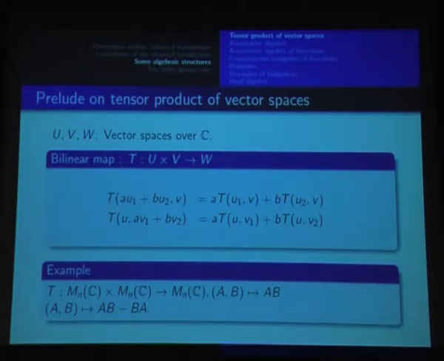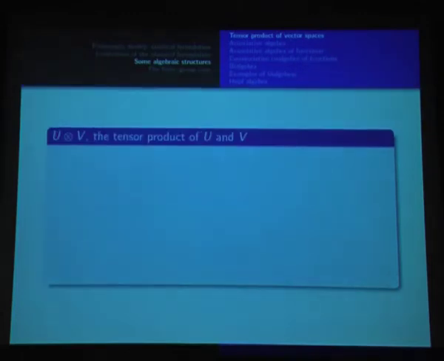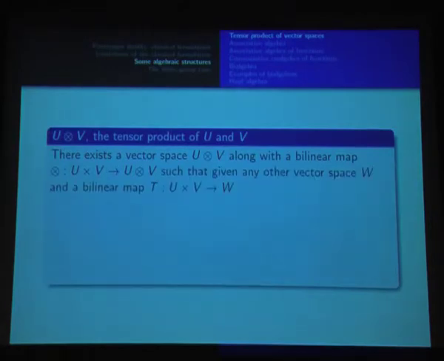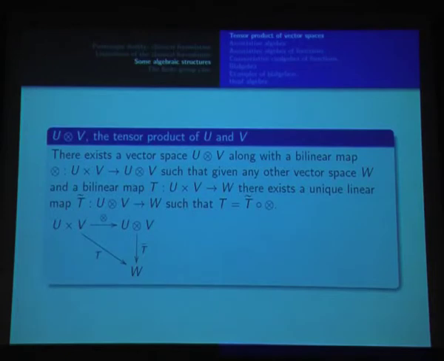And now, we can define the concept of tensor product. Suppose we have two vector spaces U and V. Then there exists a vector space, denoted by U tensor V, along with a bilinear map from U cross V to U tensor V, such that given any other vector space W and a bilinear map T from U cross V to W, there exists a unique linear map T tilde from U tensor V to W, such that that condition holds, and this entire thing is better expressed through diagrams like this.